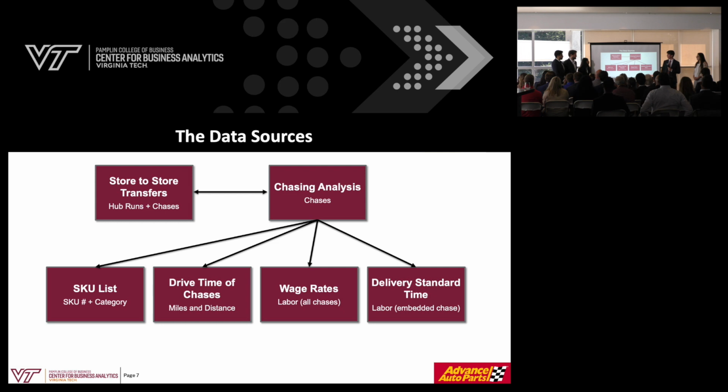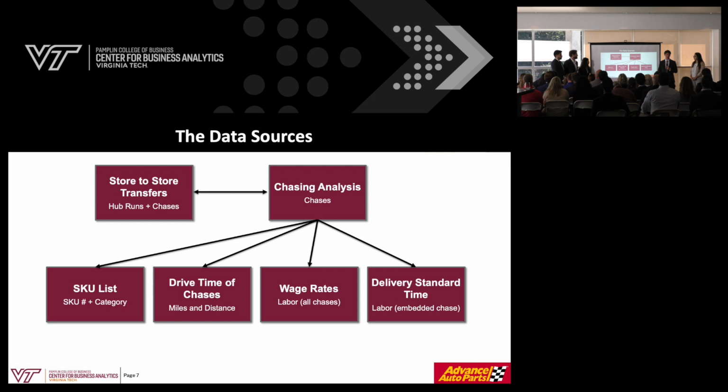And then the chasing analysis set contained strictly information detailing chases, which was the extra cost that we wanted to look at in terms of how much it was costing Advanced Auto. What was key here was we wanted to identify our chases within our store-to-store set. We didn't necessarily have a way to identify which was which, and we were able to do that through the use of common columns between the two data sets and matching these records. So if there was a match, it was a chase. If it wasn't a match, it was a hub run.